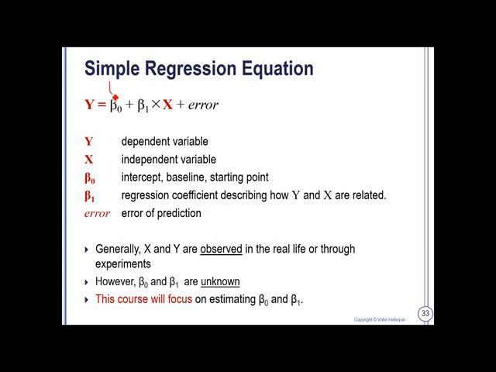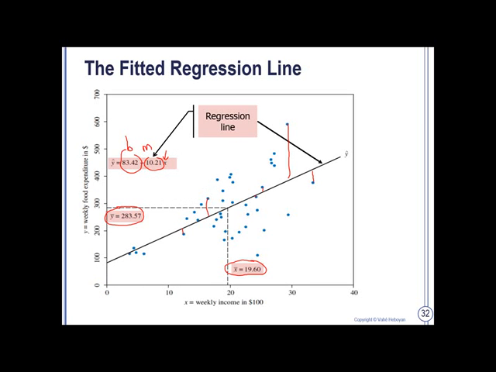So here we are going to have our b from the previous notation, we have our m multiplied by x, plus the error term. In this regression equation, and throughout the semester, we are going to focus on these equations. Y is our dependent variable, x is the independent variable. Beta 0 is the intercept, the baseline, the starting point. Beta 1 is the regression coefficient that describes how y and x are related to each other. Remember, that's our slope. And then finally, we have the error, or the error of the prediction. For every regression model, we are able to calculate what the error is. In this case, the error will be the difference between that value and this value, okay?